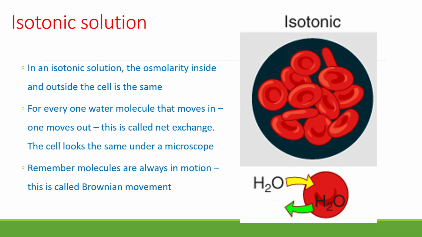Let's talk about an isotonic solution for just a second. In isotonic, the osmolarity inside and outside of the cell is the same. So for every one water molecule that moves in, because remember, it's the water that's moving, one water molecule is going to move out, and we call that net exchange. Remember that molecules are always in motion, and the term for that is Brownian movement. They're not stationary, they're always moving, and that's what they're showing you in that bottom picture. Even though the amount of water and solute is the same on both sides of the membrane, the water molecules are still moving in and out, but they're doing it equally. So if we look at our cells under a microscope, they look exactly the same.